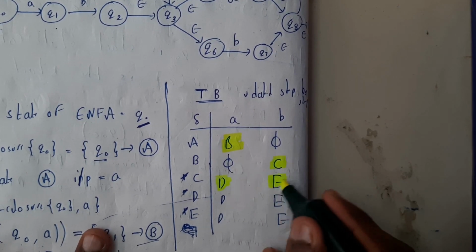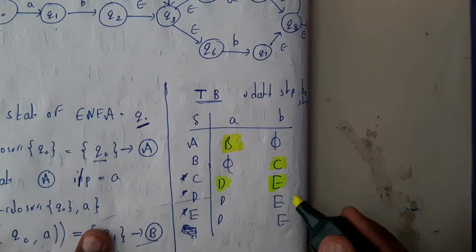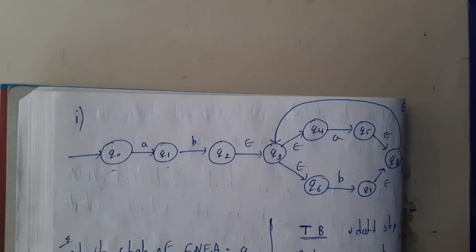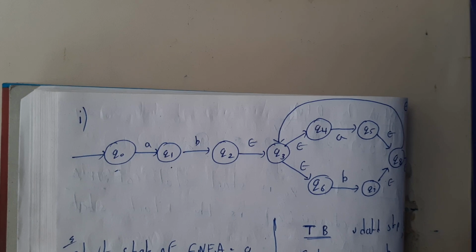Here we got D and E. Here again we got E, and at the end we got the same symbols. So this is the conversion of epsilon NFA to DFA.